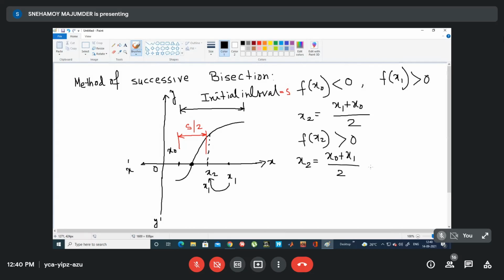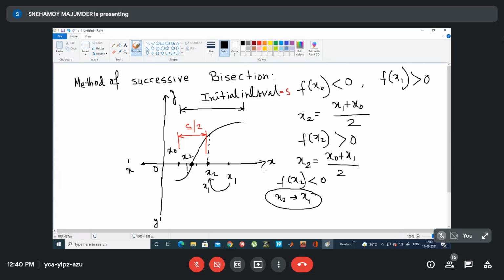And suppose this time x2 comes here. So this is negative. My f(x2) is negative. So I can say that between x2 and the new x1, my solution lies. Now once again, I will go for this x0 and x1 and find where it is. And I will come close.